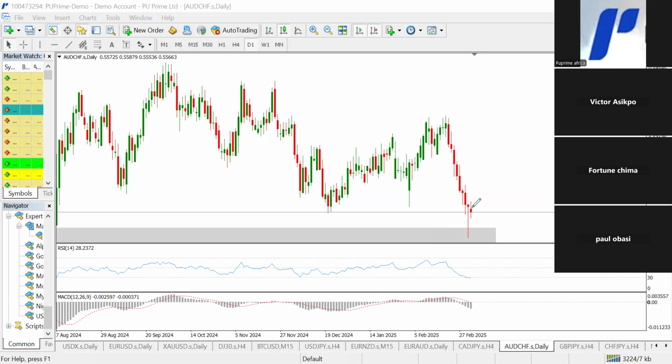So it means if the news is bad for the CHF, that is what will lead to a bullish movement on our AUD CHF. If the data comes out bad for the CHF, that will lead to a bullish movement on the AUD CHF. Now, the other question is, what if the news comes out good for the CHF?